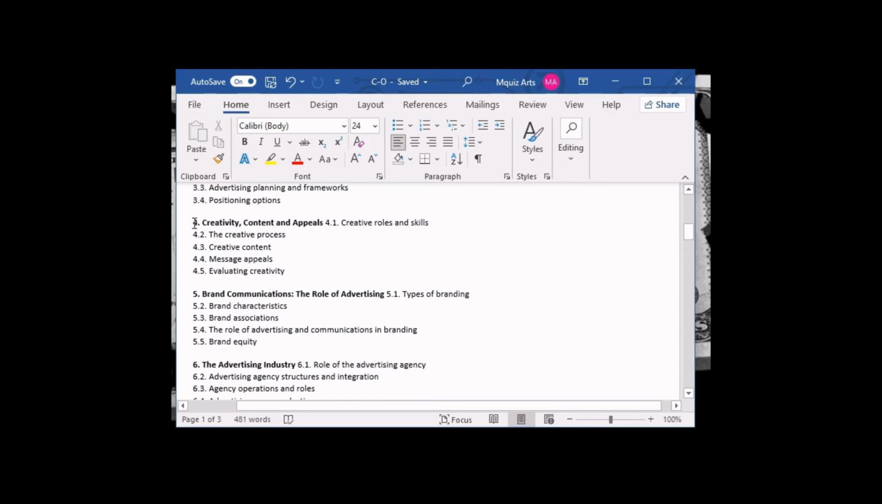So the fourth topic will be creativity, content, and appeals. We will start with 4.1. Here also it's not that large. It starts from 4.1 to 4.5. So 4.1 is about creative roles and skills, then the creative process, creative content, message appeals, and evaluating creativity.